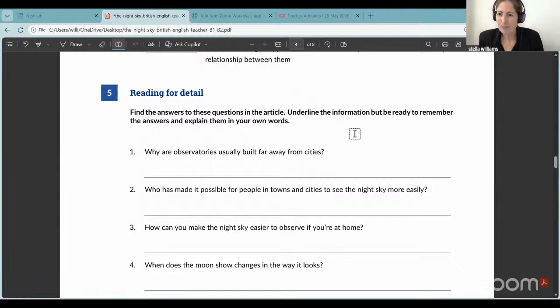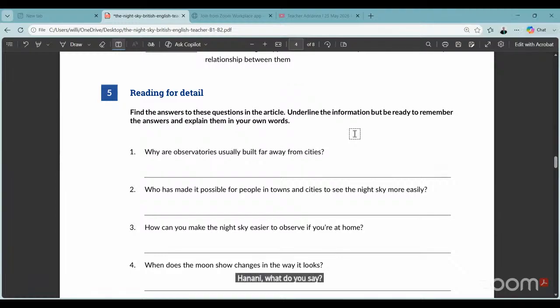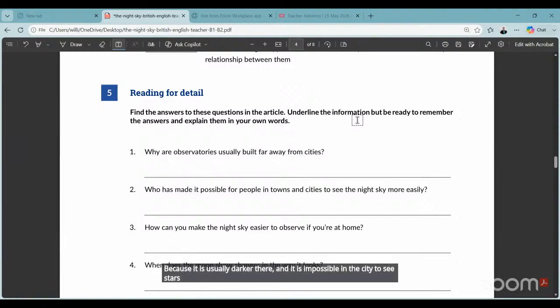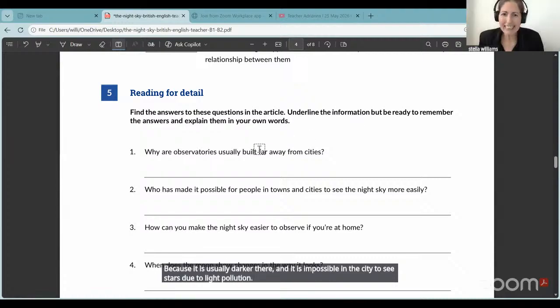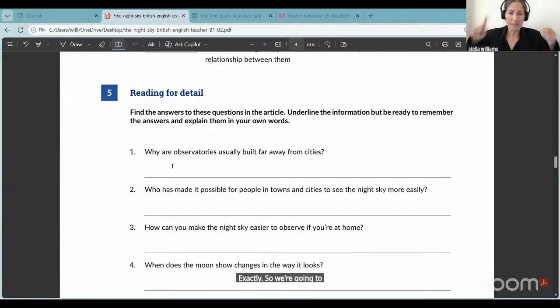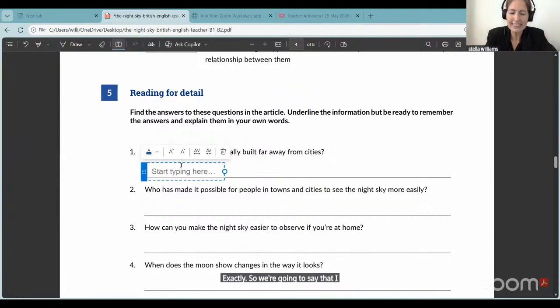Hanani, what do you say? It's usually darker there, and it is impossible in the cities to see stars due to light pollution. Exactly. So we're going to say there, I'm just going to put keywords here. Very good answer there. So, light pollution, eh?